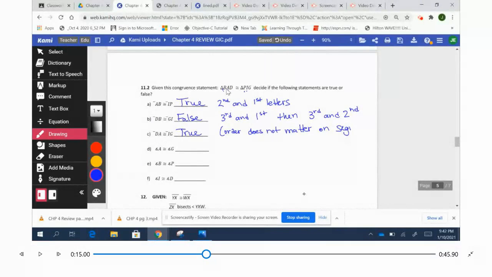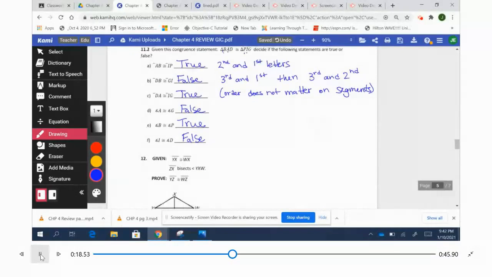Okay, so the next ones are true. Now, even though DA is in third, then second, IG is second, then third, that doesn't matter for segments. It's still going to be the same set of points. All right, A and G are not in the same position, right? They're the A second, G's third. B and P are good. I and D, no. Second letter, third letter, not going to work.